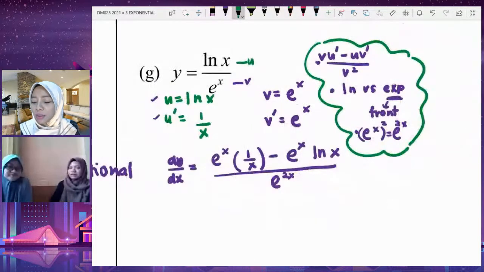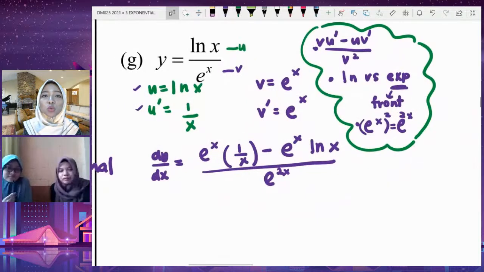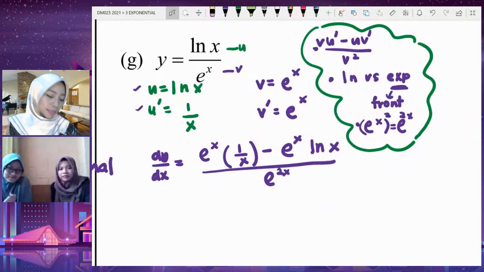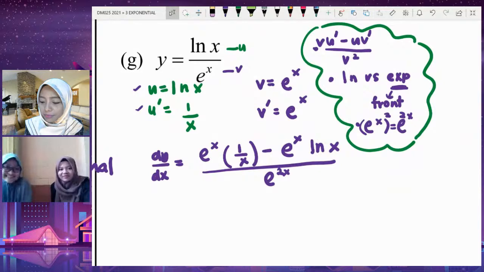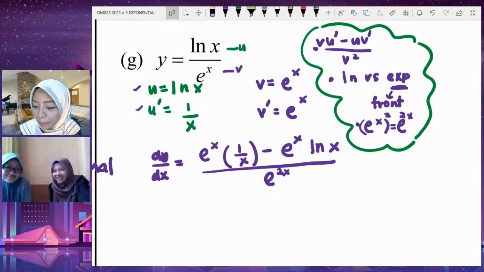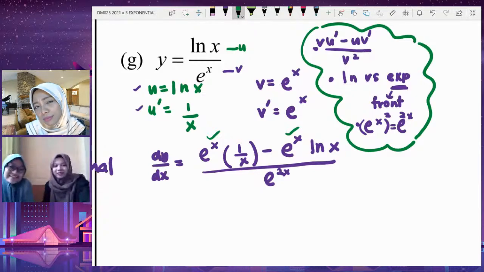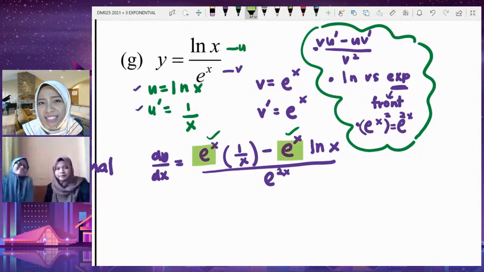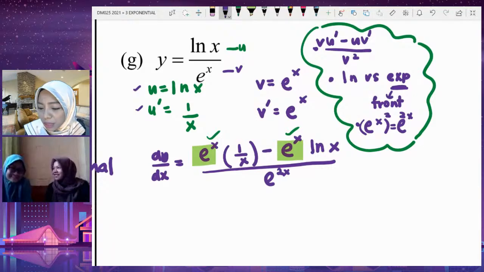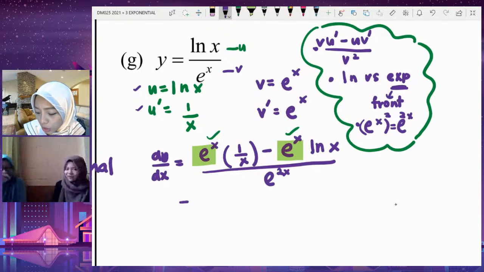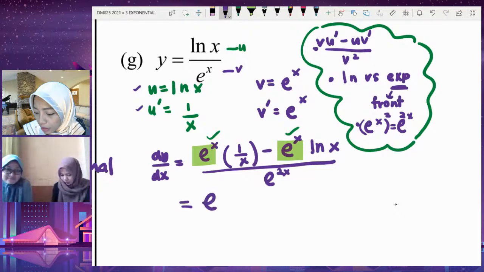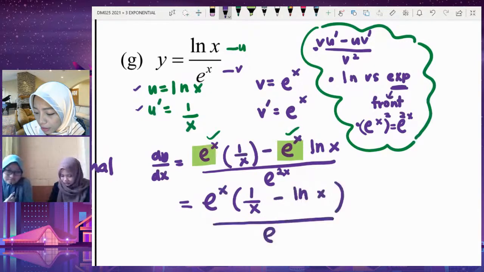Okay, so now, what suggestion do we have? What should I do now? Factor. Factor, exactly, you are already good. Why factor? Because you see that there is a common function, e to the x. That is what you should do: e to the x times 1 over x minus ln x, over e to the 2x. Next?